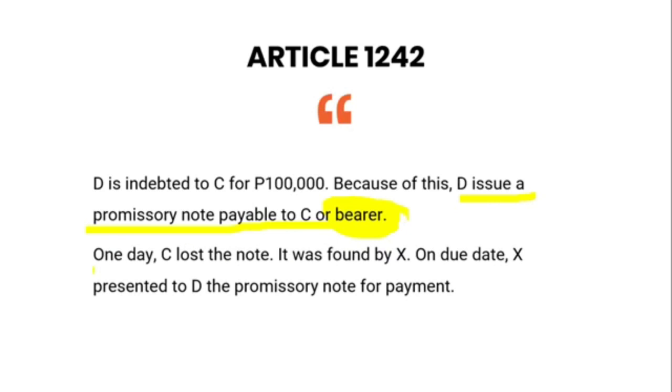So, in this case, one day, C lost the note. It was found by X, so, prima facie, na-deliver kay X. Prima facie na-negotiate kay X. So, in that case, on due date, si X, naningil siya dun sa promissory note from D. Si D, syempre, babayaran niya kasi nakita niya yung promissory note na may pirma siya na kay X. So, yung ginawa niyang payment, valid ba or hindi? The answer is valid.